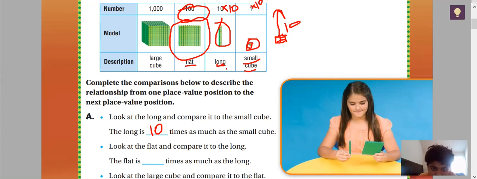Because this has 10, right? And if we look here, 1, 2, 3, 4, 5, 6, 7, 8, 9, 10. There's 10 small cubes, and that makes one long. So if 10 small cubes make one long, then we would have 10 longs to make one flat. And that would be 100 small cubes, right? Because this is 1 cube, this is 10 cubes, and this is 100 small cubes.